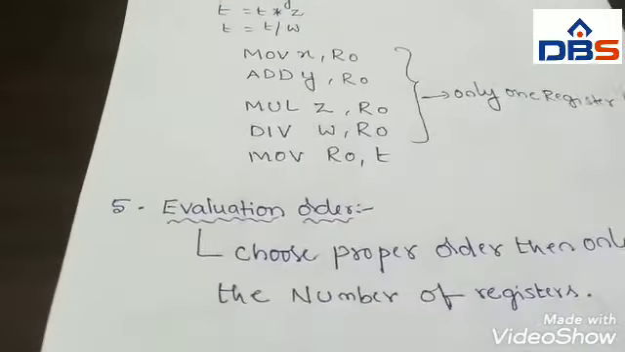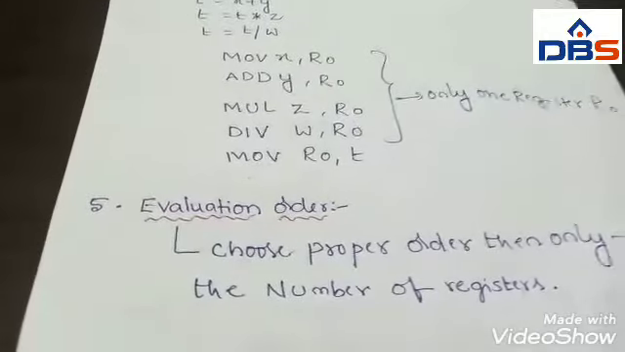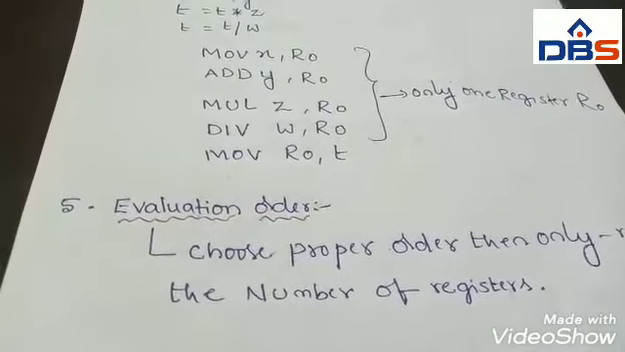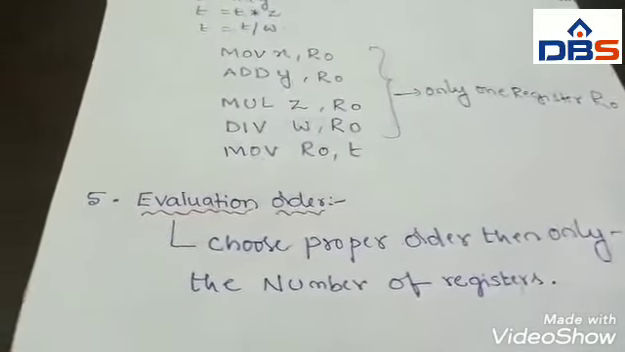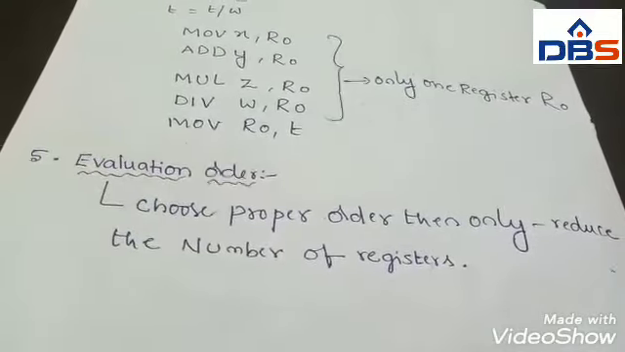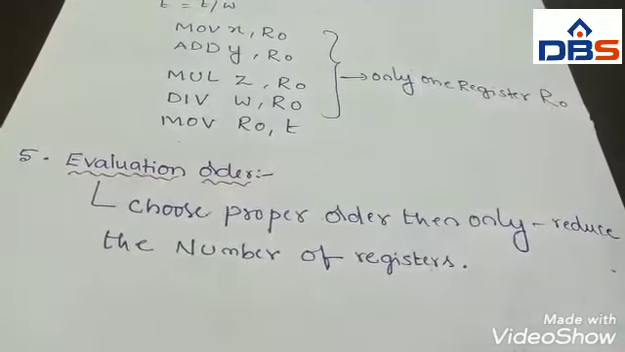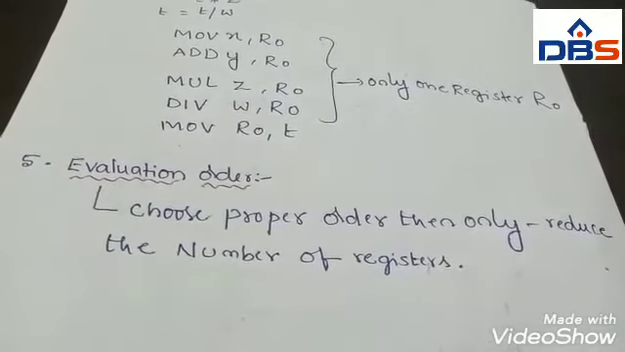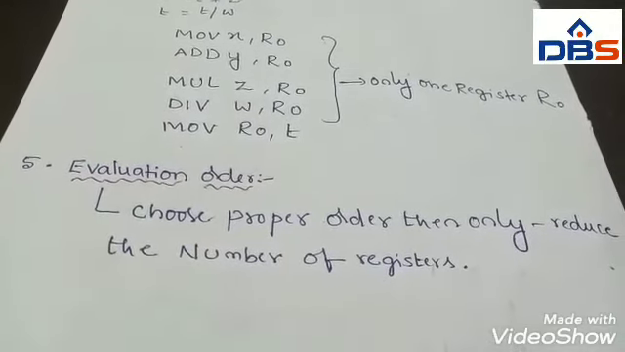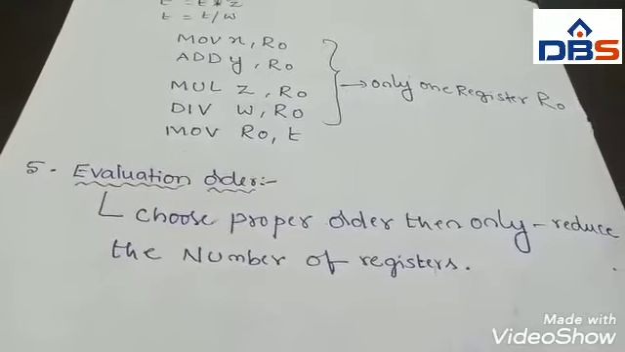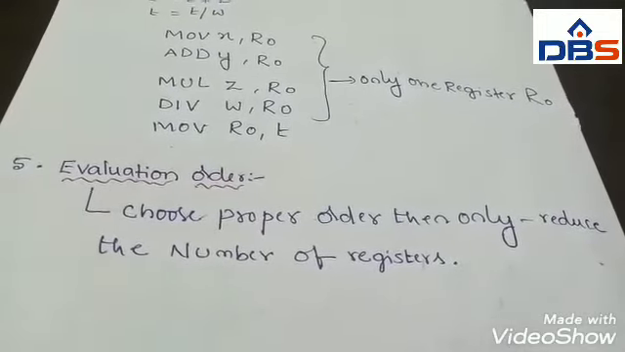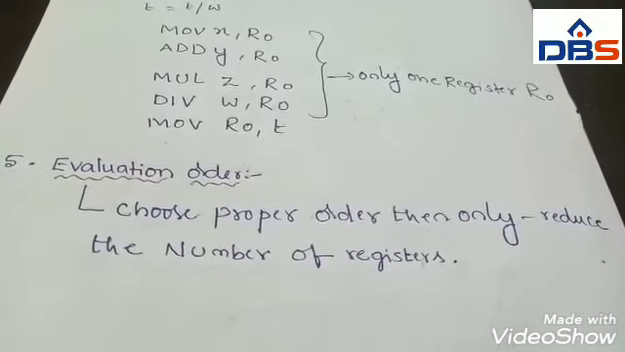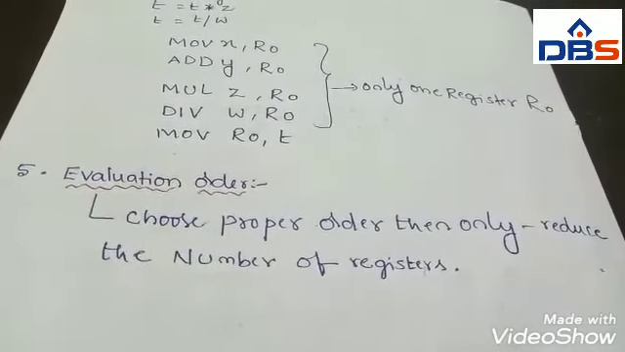Whereas the last one is choice of evaluation order. The choice of evaluation order also affects the efficiency of the target code, because some computation orders will require only fewer registers to perform the computation, but some other computation orders may need more registers. So we need to choose the proper evaluation order, then only we can reduce the number of registers used by the computation.